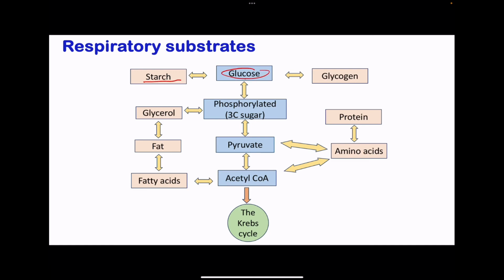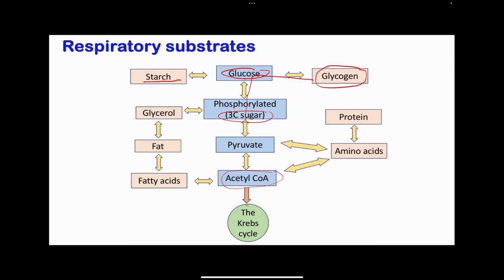And this glucose can be phosphorylated in order to produce the 3-carbon pyruvate. This pyruvate is going to enter into the mitochondria, where it's going to lose a carbon as carbon dioxide and then react with coenzyme A to produce acetyl-CoA, which enters the Krebs cycle. However, glycogen in the body can also be converted into glucose, and then it can go through the phosphorylation process.